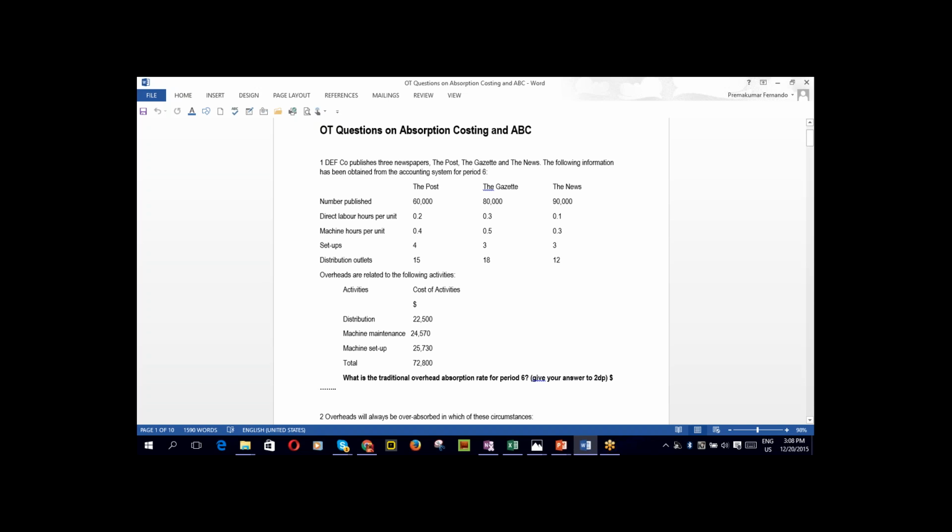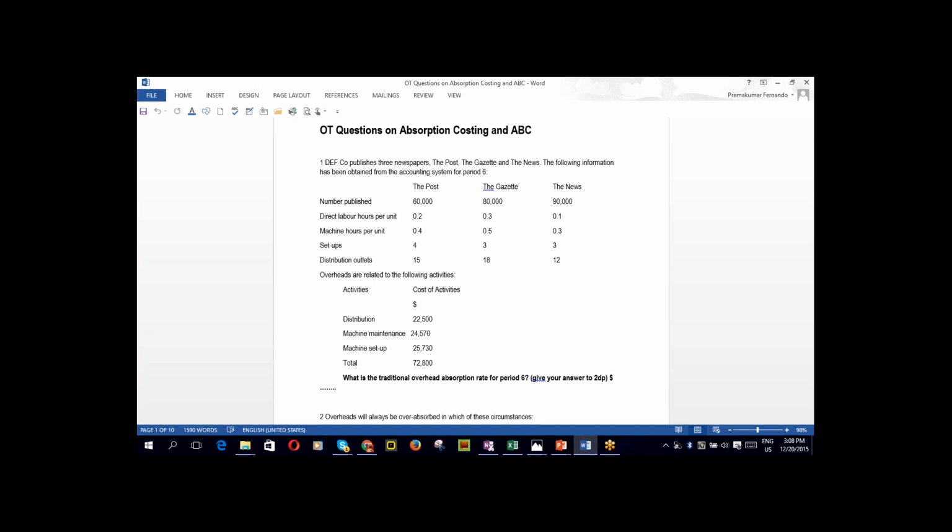Now you can see the overhead. In this question, the overheads are given in line with what we learned just now for each activity: distribution, machinery maintenance, machine setup, and the total is given. Now, under traditional overhead, actually you don't need the detailed breakdown. You only need the total.